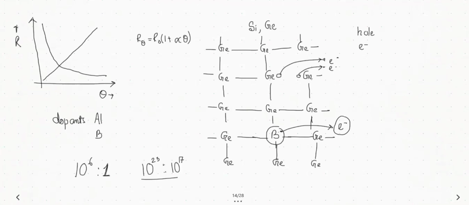Then lots of electrons you will get if you increase the temperature a little bit. Further increase will give you more and more electrons and holes.